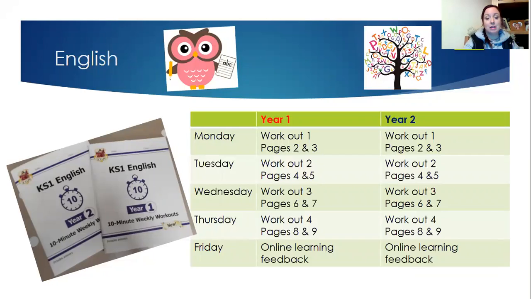In English this week, we've got again separate activities for Year 1 and Year 2, and you're using your CPG English books. You've got pages 1 through to 9 if you're in Year 1, and your work this week is all around spelling and different spelling strategies. And Friday session then is an online learning feedback. Year 2, your work this week is all around spelling, use of verbs, use of nouns, and also use of suffixes. You've got pages 2 through to 9, and Friday, that online learning feedback session.